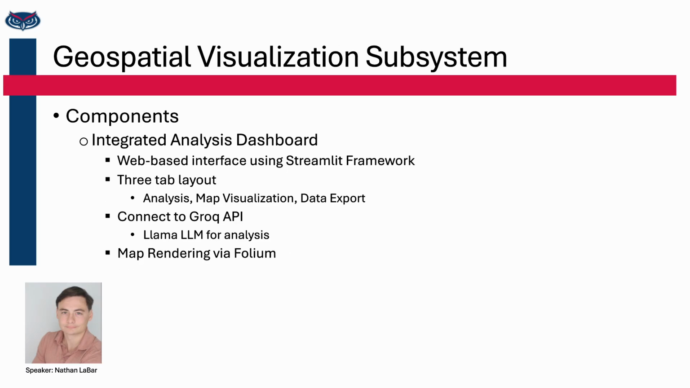The geospatial visualization subsystem turns sentiment-labeled tweets into interactive maps. We built a web-based interface using Streamlit. The dashboard has three main tabs: Analysis, Map Visualization, and Data Export. The dashboard integrates with the same Grok API and loads the processed sentiment data from here. From here, users can explore trends geographically.